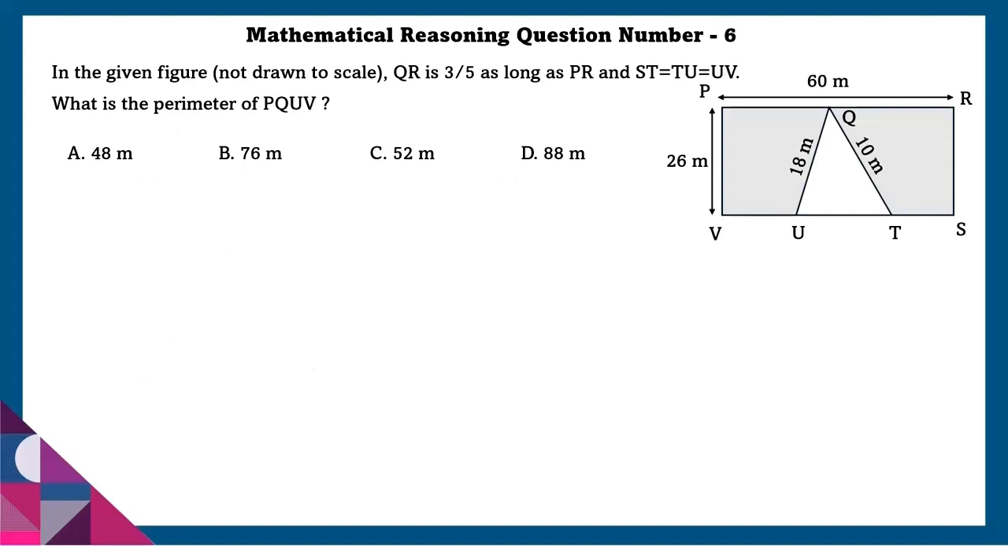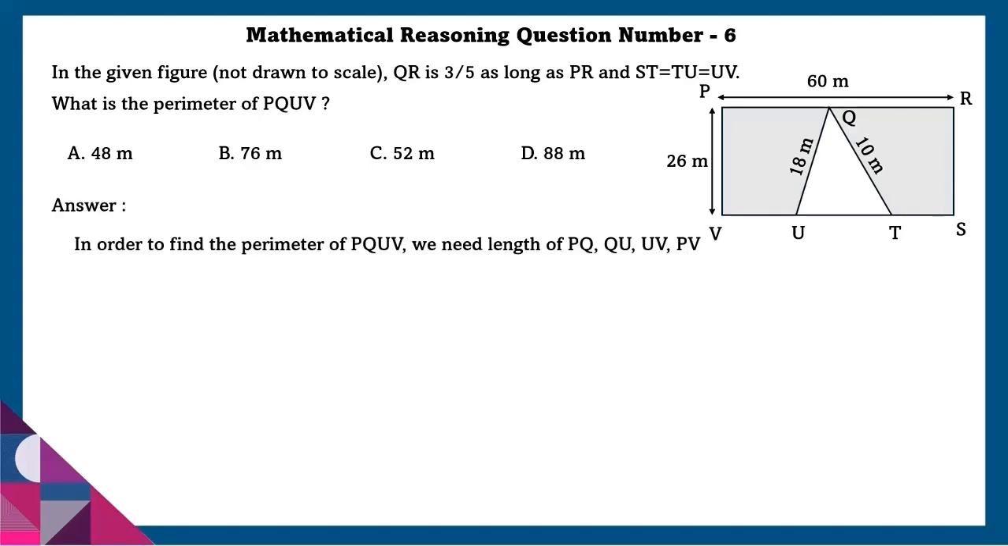Mathematical reasoning question number 6. In the given figure not drawn to scale, QR is 3 by 5 as long as PR and ST is equal to TU, which is equal to UV. What is the perimeter of PQUV? In order to find the perimeter of PQUV, we need to find the length of PQ, QU, UV and PV. From the figure, we know that QU is equal to 18 meters, PV is equal to 26 meters. Using this, let us find PQ and UV.